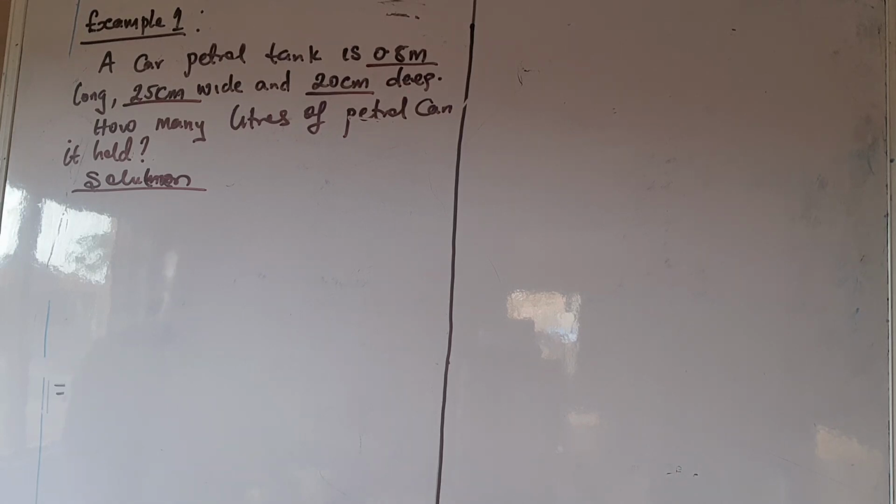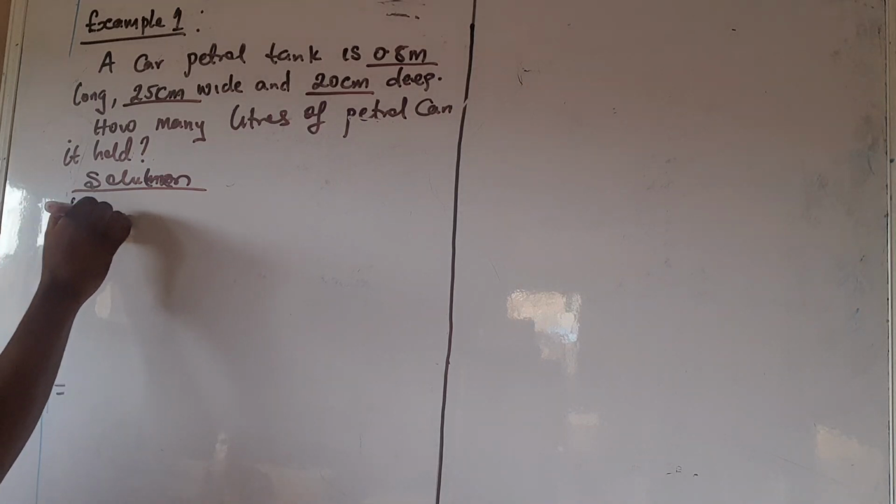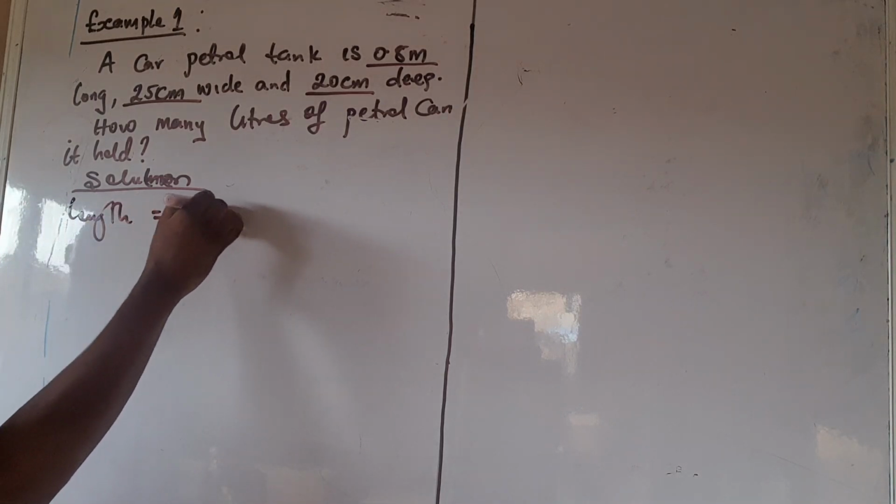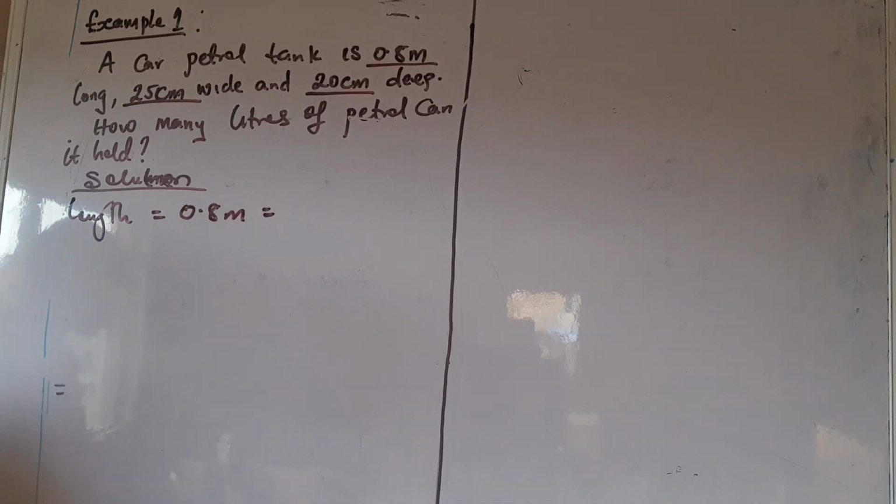The measurement must be the same. So looking at it, the length is equal to 0.8 meter, which must be converted to centimeter. We know that 100 centimeter make 1 meter, so to convert this, we are going to multiply by 100.